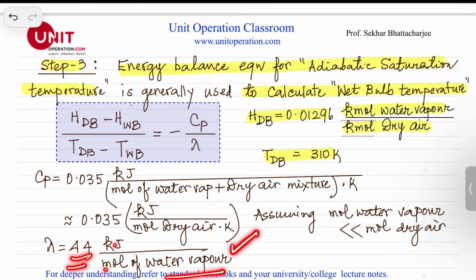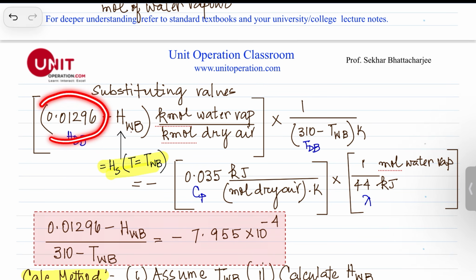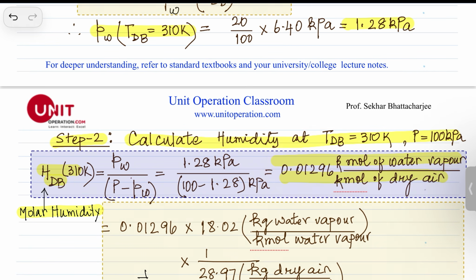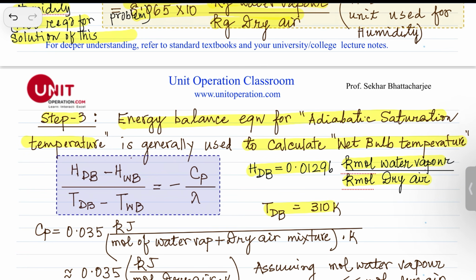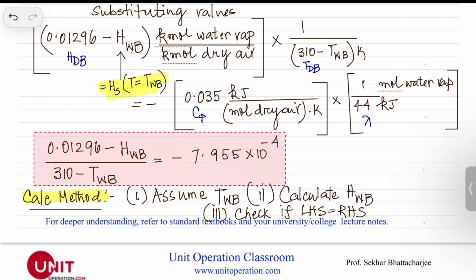This is also given. So once we substitute these values, 0.01296, which we have calculated just now, is the humidity at the dry bulb temperature. And this is the humidity at the wet bulb temperature, which we have to find out. And this is the dry bulb temperature, and this is the wet bulb temperature here. And this is the value of CP, and the value of lambda is given. If we look, these will cancel out, so the left hand side and the right hand side are dimensionally consistent. You can see that. So this is the equation we get, with these values here.